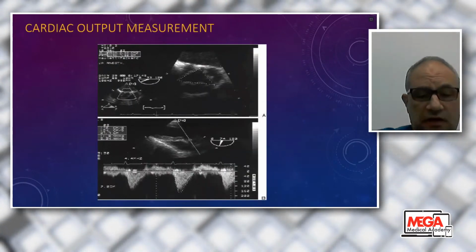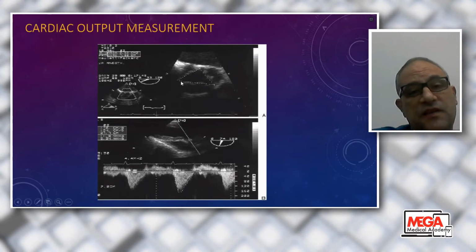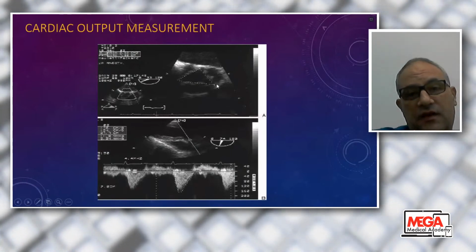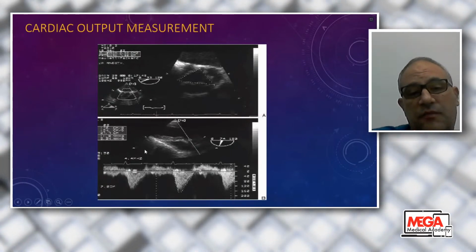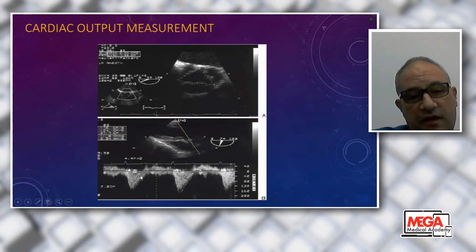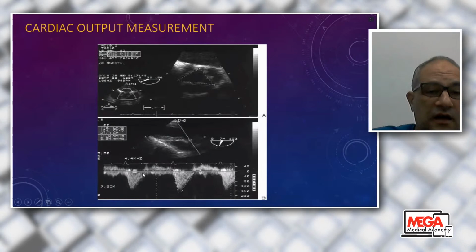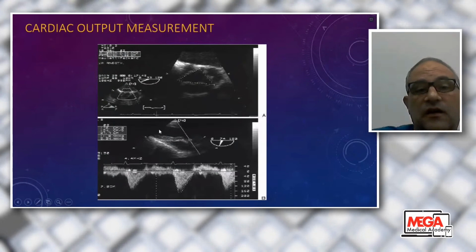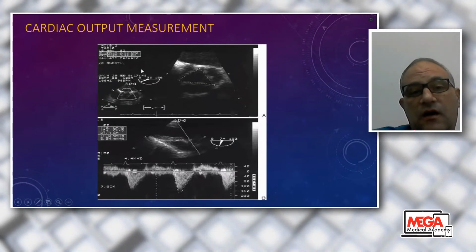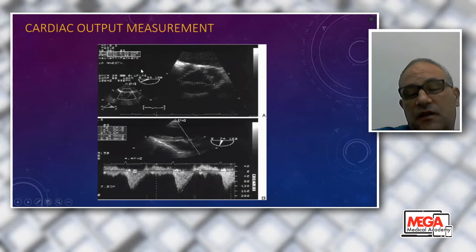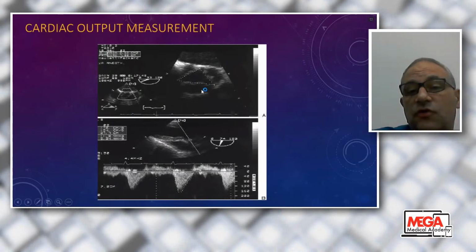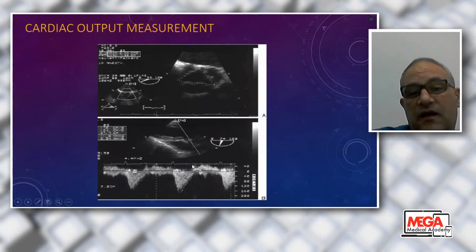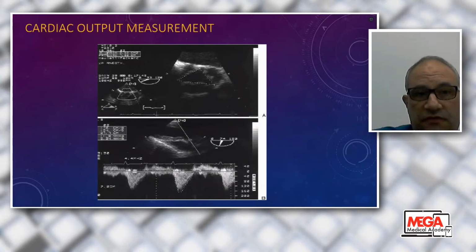I can measure the cardiac output by tracing the aortic valve, tracing the triangularly opened aortic valve, and applying Doppler across the aortic valve to have Doppler flow across it. By tracing it, I can have the velocity time integral, and as we all know, cardiac output equals heart rate times stroke volume, and stroke volume equals the cross-sectional area of the aortic valve times the VTI across the aortic valve.